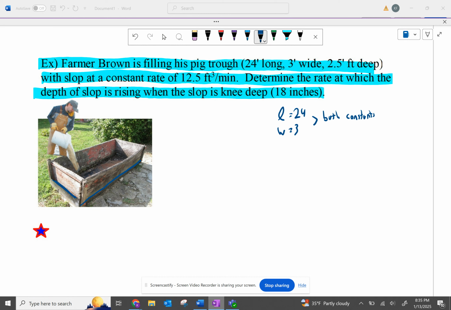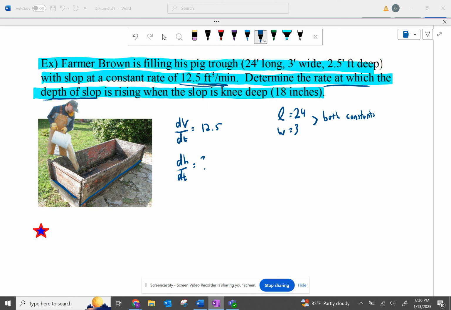I'm given that it's filling at a constant rate of 12.5 cubic feet per minute. That indicates to me that this is the rate of change of the volume, because it's cubic feet per minute. So the rate of change of the volume over time is 12.5, and it's positive because we're filling it. We're trying to find the rate at which the depth of the slop is rising. So we're looking for the rate of change of the height over time. That's what we want to know.